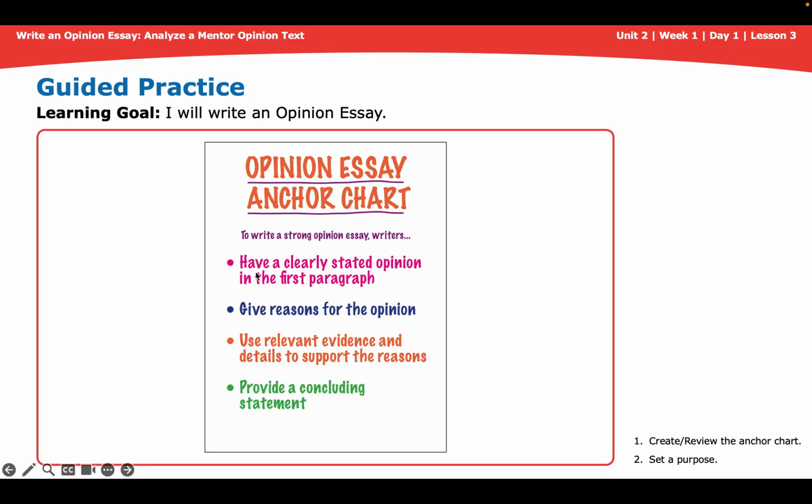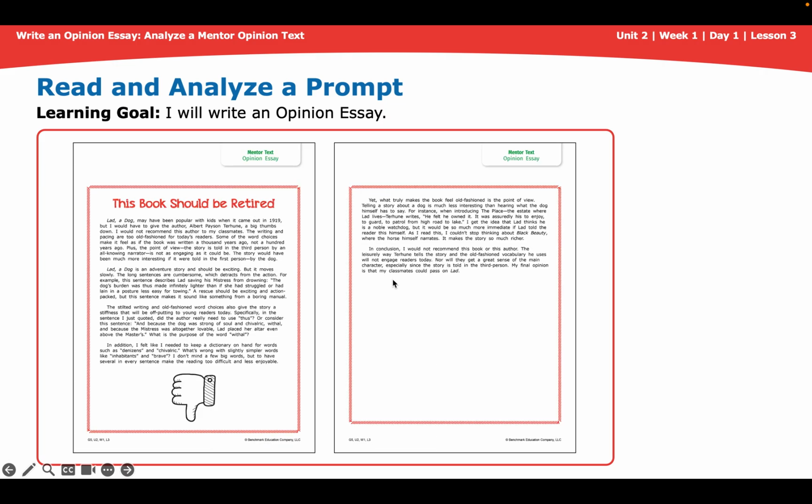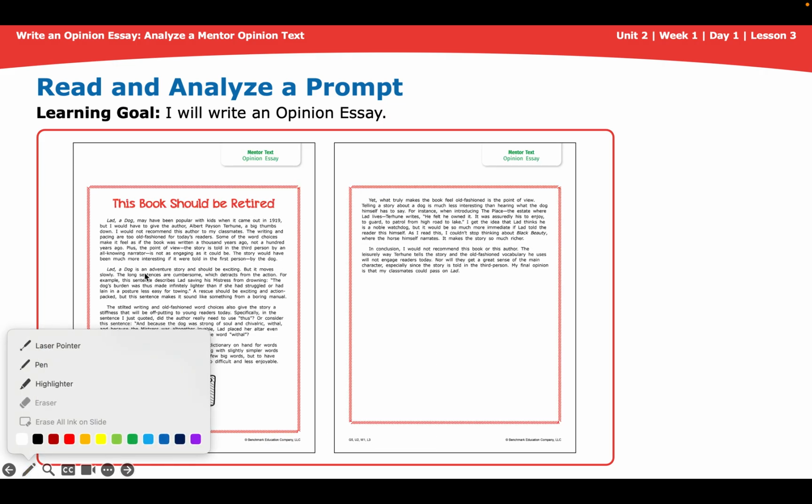The first one says it needs to have a clearly stated opinion in the first paragraph. So let's go to the first paragraph, and we're going to label this together.